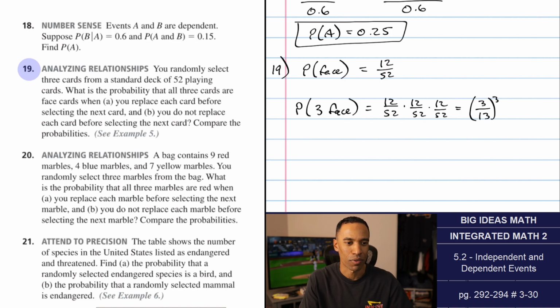I don't know what 13 cubed is. 13 cubed is 2197. So it's exactly 27 over 2197. That can't reduce, but let's go ahead and get that percentage.